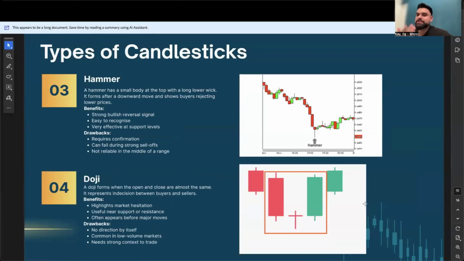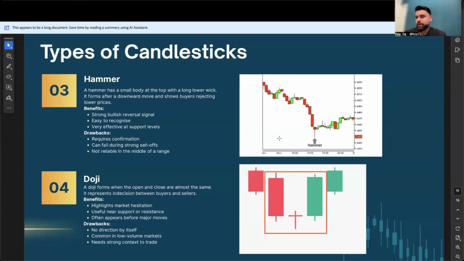The next one is the hammer. The other one we spoke about just now, the shooting star, is the opposite of this. A hammer is a small body at the top of a long lower wick. It forms after a downward move and shows buyers rejecting the lower price. It's a strong bullish reversal signal, easy to recognize, and very effective at support levels. Again, it requires confirmation. If there's a support level where the market bounced and rejected a few times, and it's not there yet, it could be a fake out.